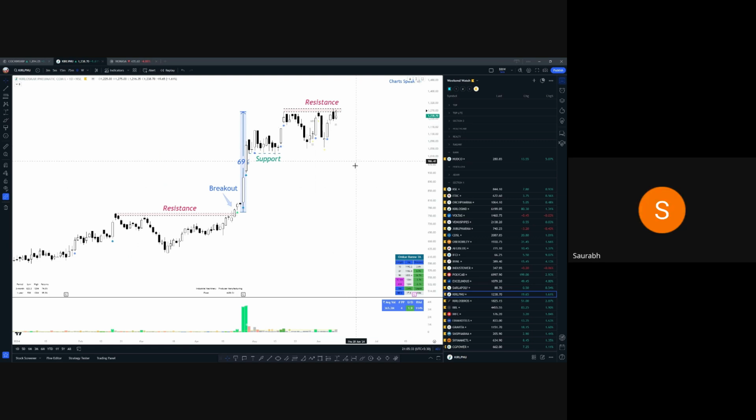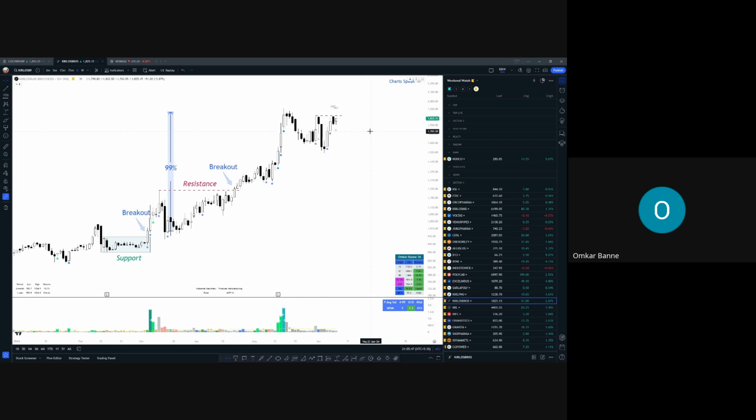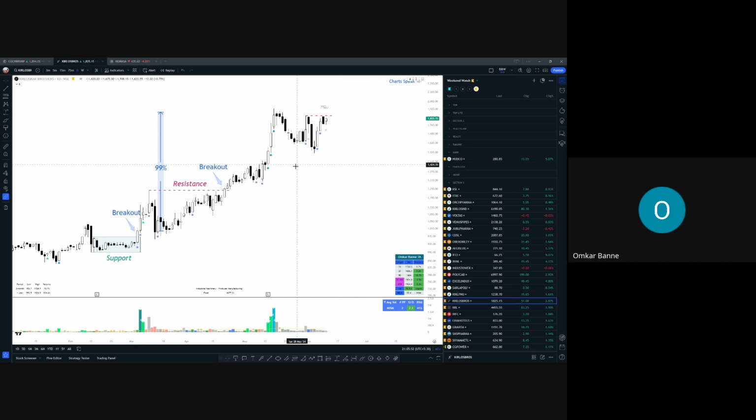Okay, so I think ATR is also 6%. So okay, there is a move in the stock. Yeah, possible. Again, this one, it is looking clean to me. Let's see what it does.